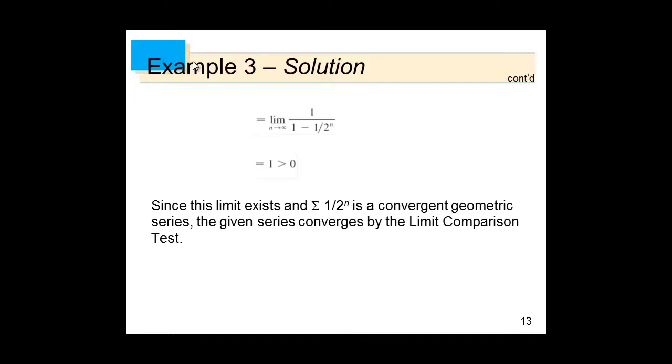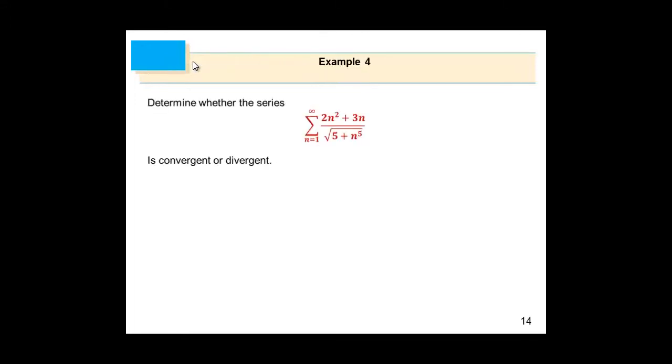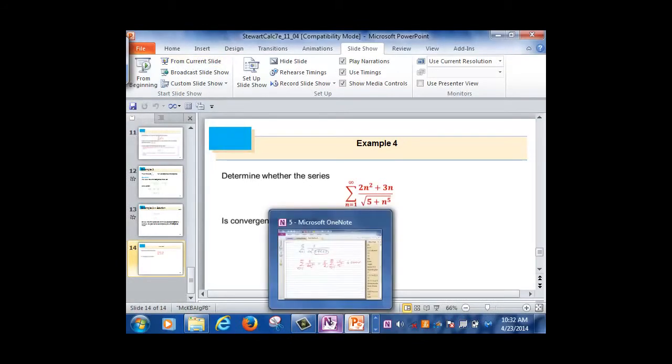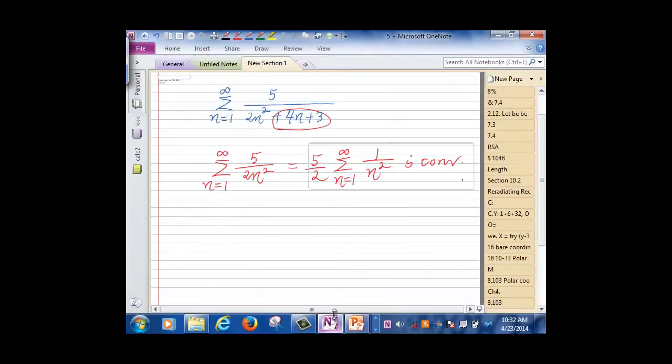Okay, I am going to do another example, which is this example. This is a very similar question to some of your homework problems that I assigned. Again, the question is, determine whether the series is convergent or divergent. So what should I do? Well, let me do it by hand. 2n squared plus 3n.